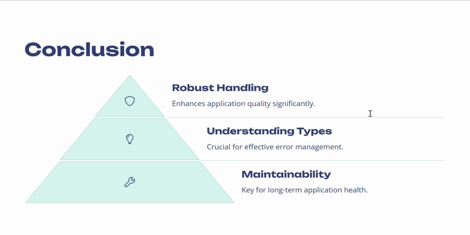Conclusion. Exception handling is really important for robust handling, which enhances the application quality significantly. Understanding the types is crucial for effective error management, which will keep the health of your application very proper in the long term, since there are going to be numerous users who are going to use the application. Maintainability is key for long term application health, as I said.